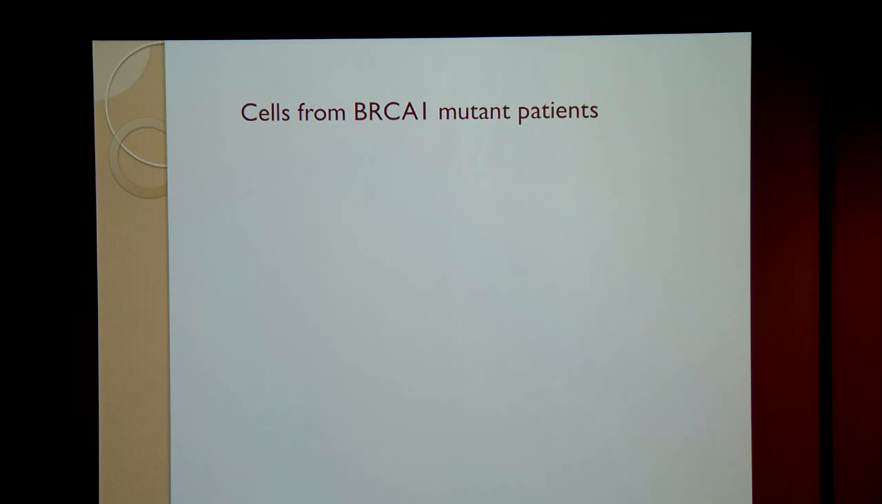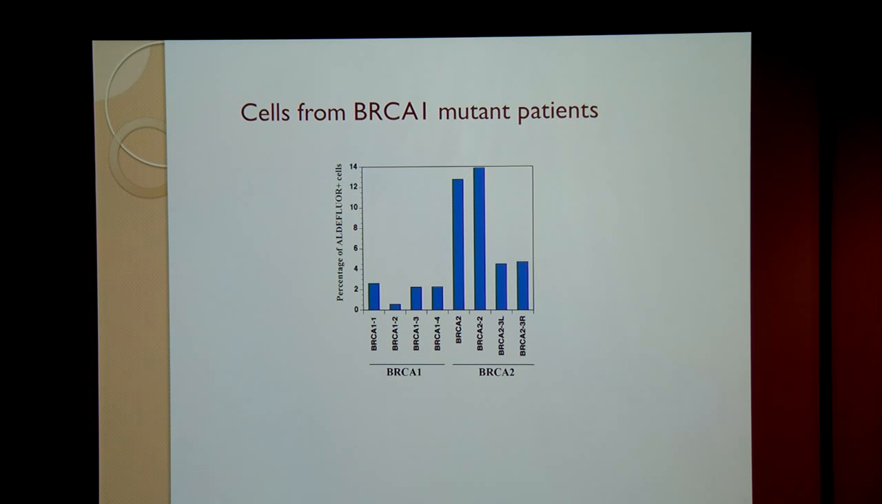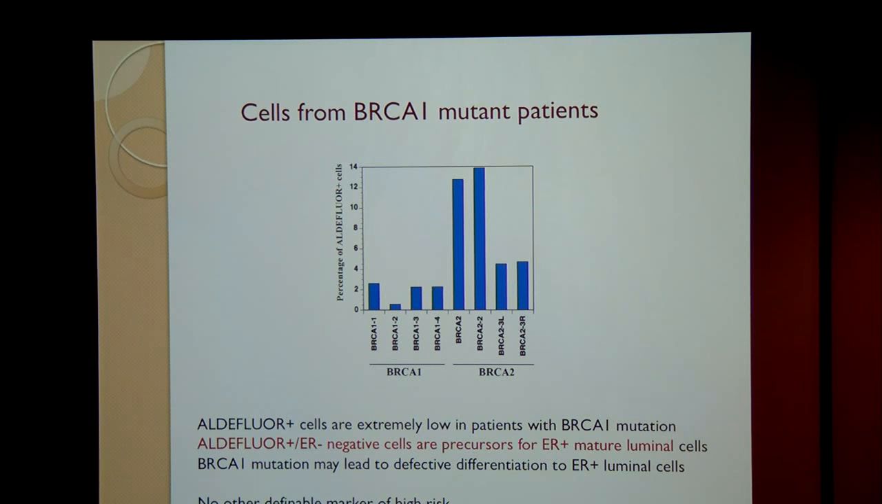What we did find, however, is that the number of cells with the aldefluor positive phenotype is much lower in BRCA1 compared to BRCA2. This becomes interesting because aldefluor positive cells are considered to be the precursors for the estrogen receptor positive mature cells. So by having a lower number of these cells, the differentiation path itself gets stuck, so that you won't get more estrogen receptor positive cells in BRCA mutant patients. That may be the reason why the majority of the patients with the BRCA mutation get estrogen receptor negative breast cancer.